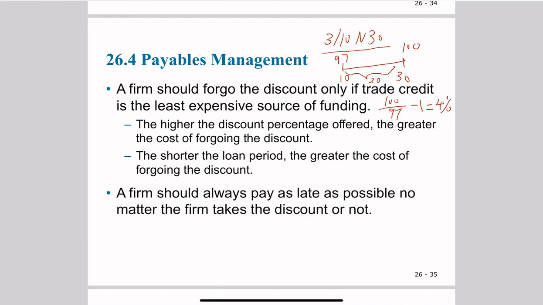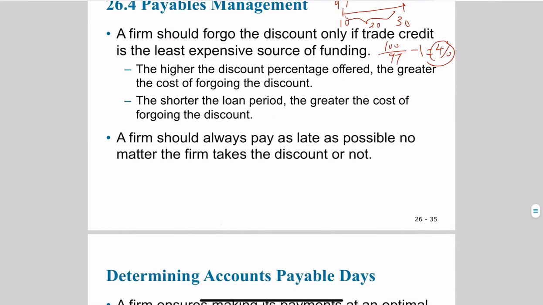And then there are some factors which will affect this interest rate. The first is the discount. The higher the discount percentage, the larger the cost of foregoing the discount. This is easy to understand, right? Because if the discount is 3%, then by foregoing this discount, you're essentially paying a 4% interest rate.